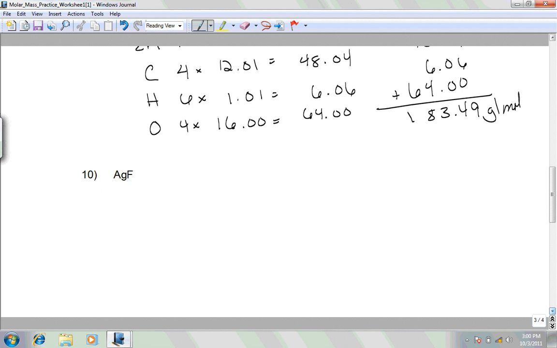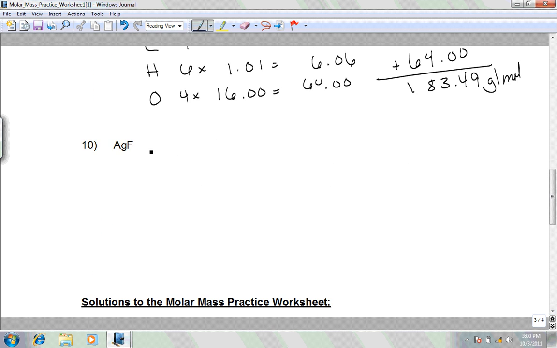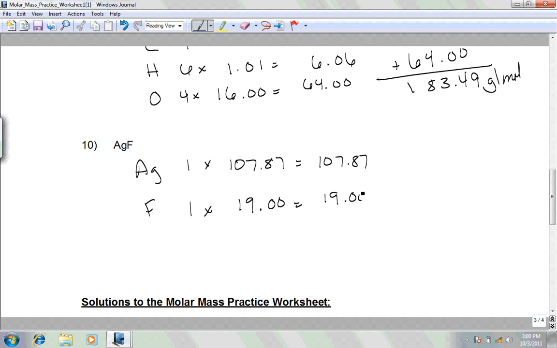We have one more to do, and that's number 10. And we have Ag and F, silver fluoride. We have 1 silver and 1 fluorine, which means that we have, if we look on the periodic table, 107.87 for silver and 19.00 for fluorine. We're going to add these two numbers together to figure out the total molar mass.